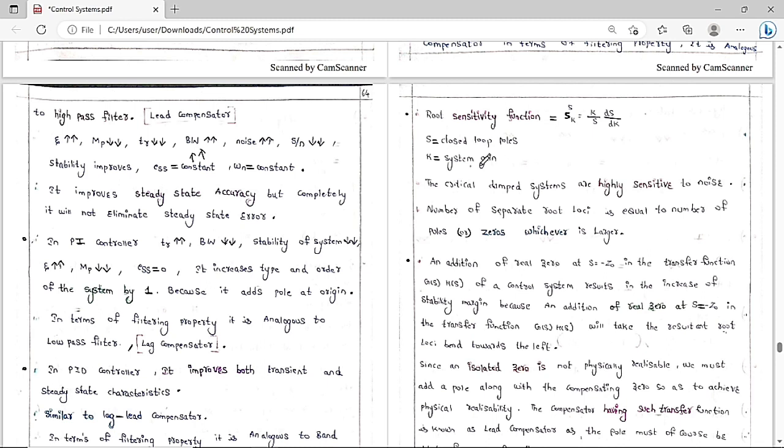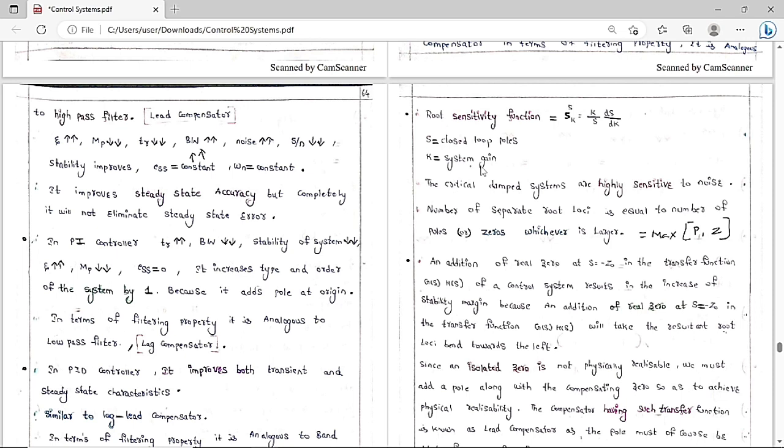The next point is that the number of separate root locus branches is always equal to the number of poles or zeros, whichever is larger. We already told you the number of root locus branches is always equal to the maximum of either P or Z. P is the number of open loop poles and Z is the number of open loop zeros.